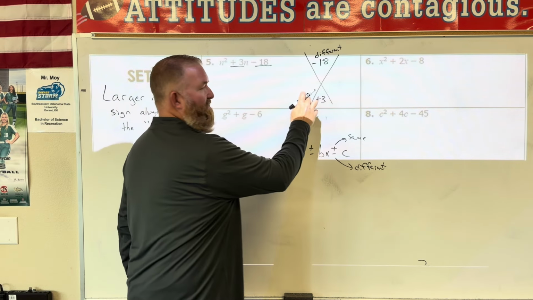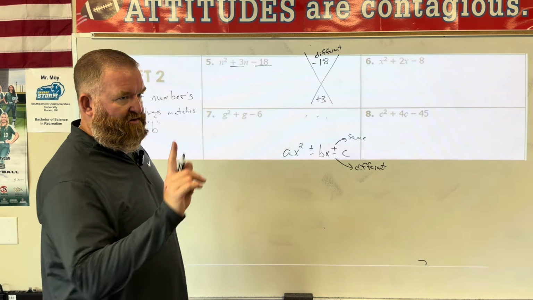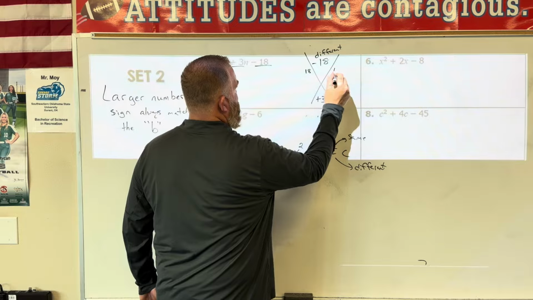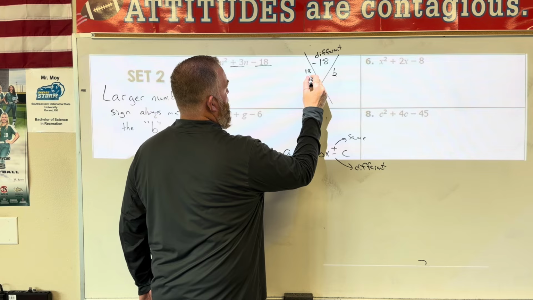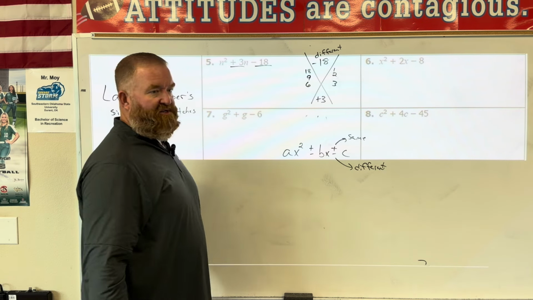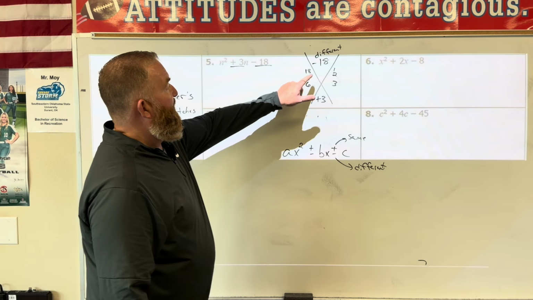I always like having the bigger numbers on the left-hand side. Okay, let me show you why. What two numbers? I got 18 times 1. 2 times what? 9. 3 times what? 6. And I think that's the only combination. Is that it? Now, they have to be different.